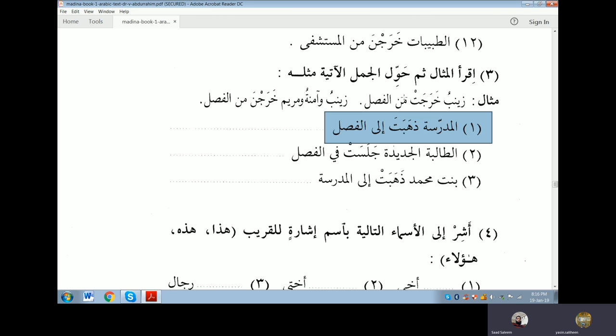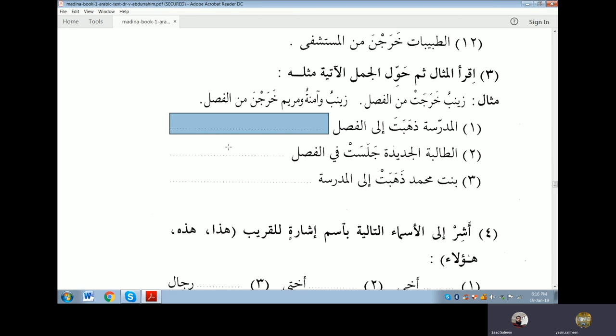Okay. Al-mudarisatu zahabat. Here is a mistake. There should have been a sukun, but they misprinted it, so this is a mistake. Al-mudarisatu zahabat ilal fasl. The teacher went to the class. Yes, the teacher went to the class.